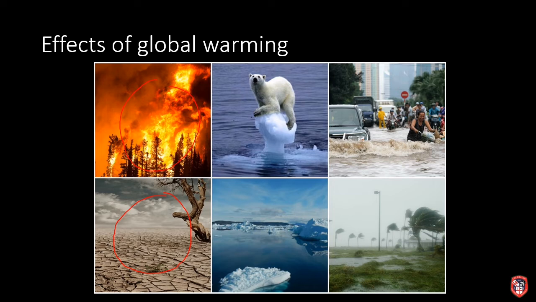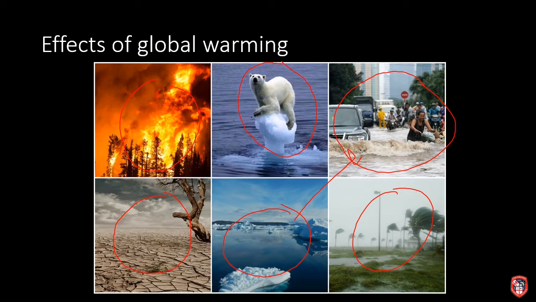If those ice sheets are melting, of course he's not going to have as much place to live and to hunt. Also, as they melt, the water levels will start to increase. That's going to cause problems with lots of low-lying areas where we've got lots of flooding taking place. Also lots of hurricanes or tornadoes, lots of extremes of weather as well. So again, lots of problems will happen if global warming takes place and if we're not careful with the amount of carbon dioxide we put into the air.